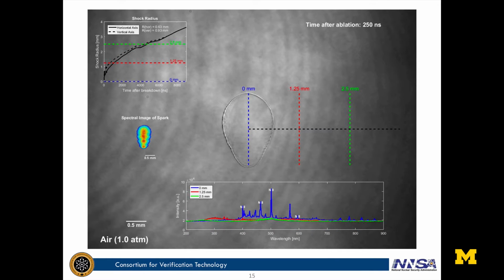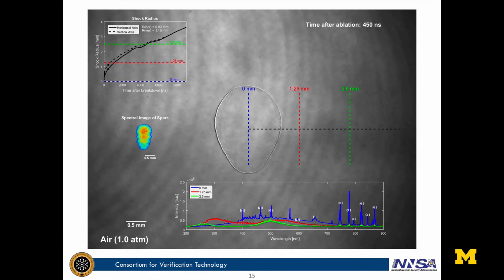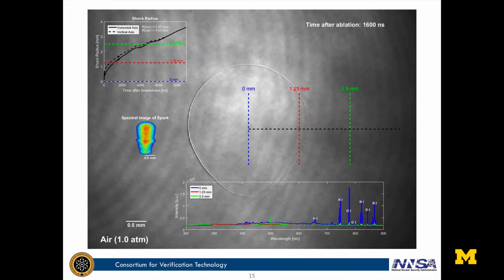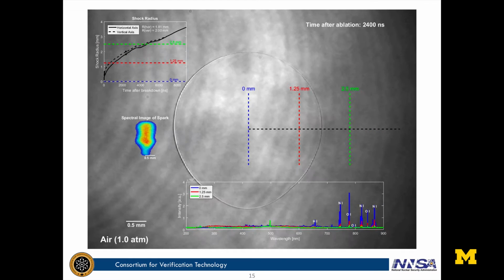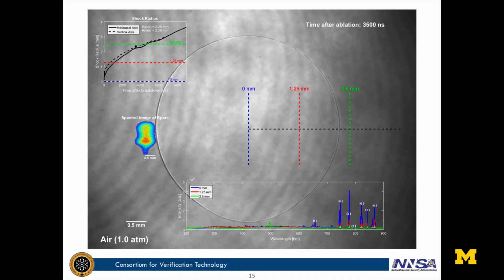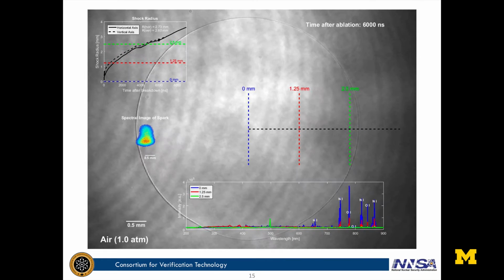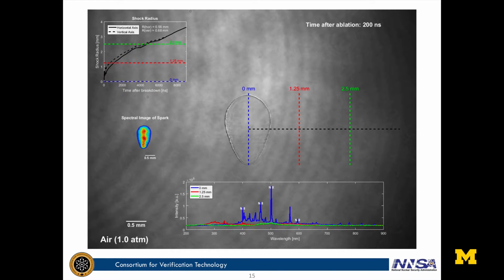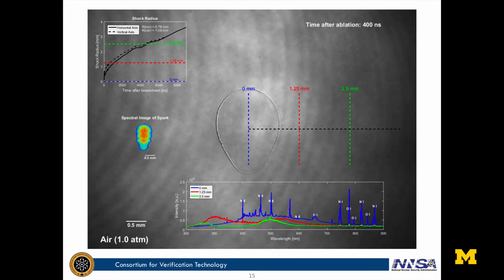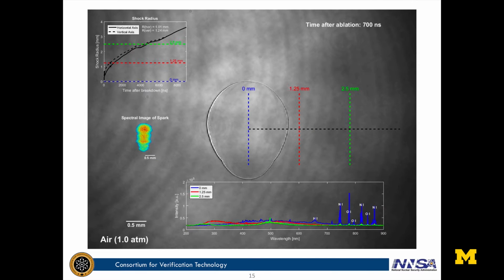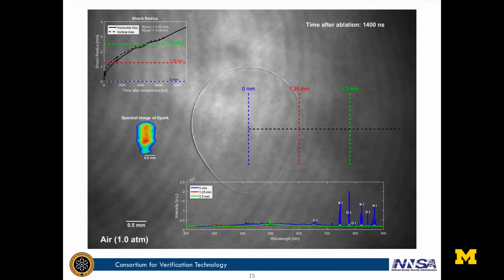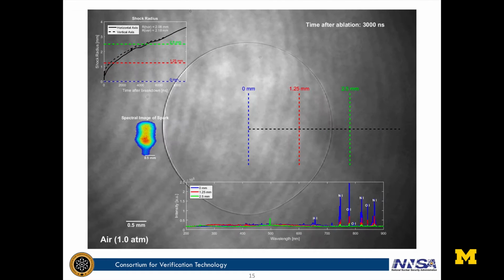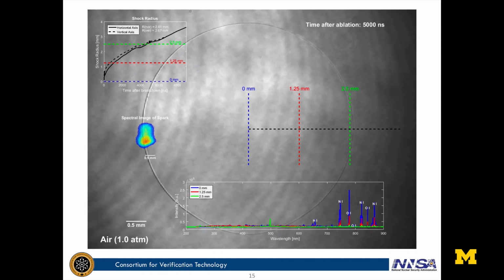So this is a summary of our results. The black and white image is the shock wave as a function of time. This image is a spectral image, just with an ICCD camera, of our plasma. So this is the inside of the shock wave, and you can see how the shape changes. And over here at the bottom are the spectral features at various locations with respect to the center of our plasma. And obviously you get the most emission from the center.